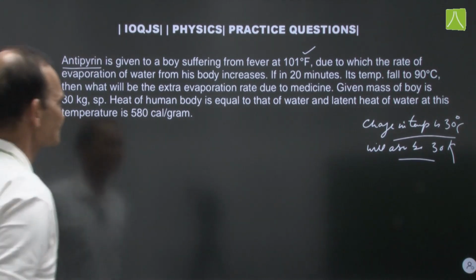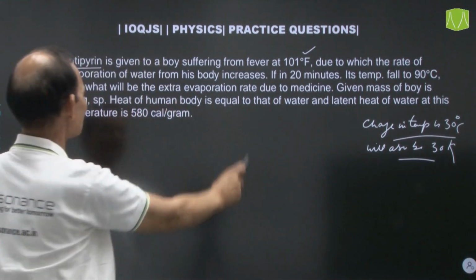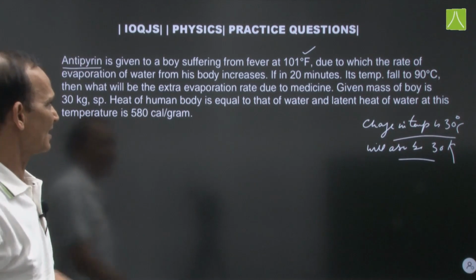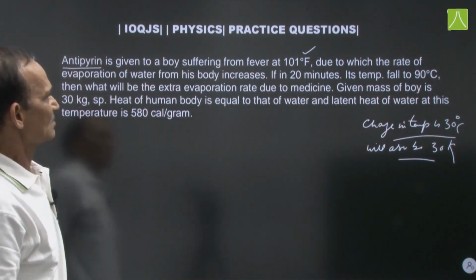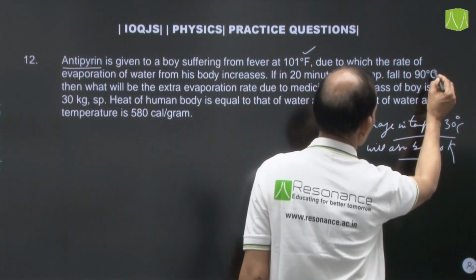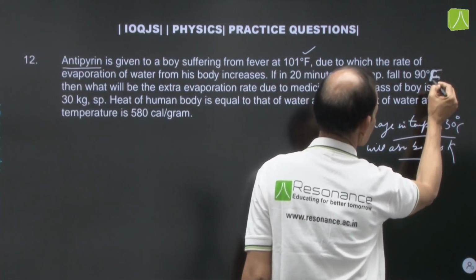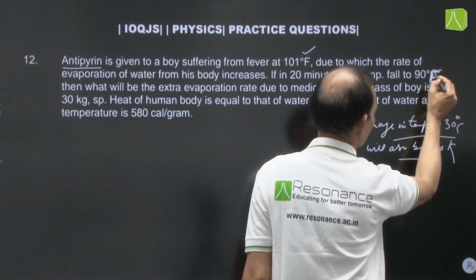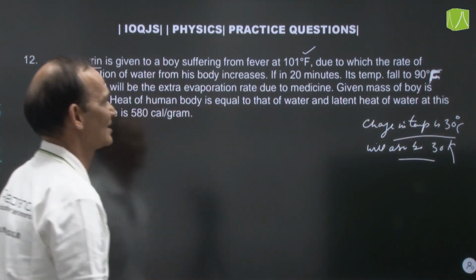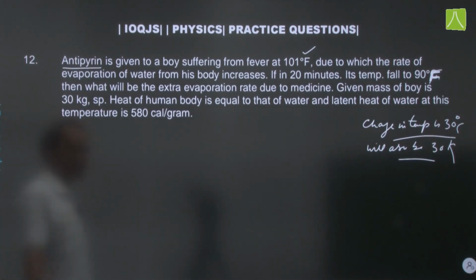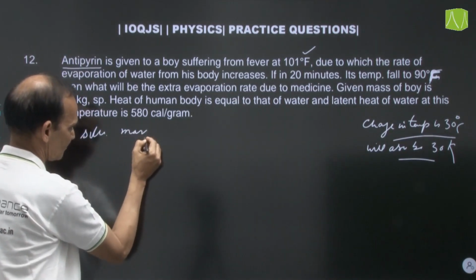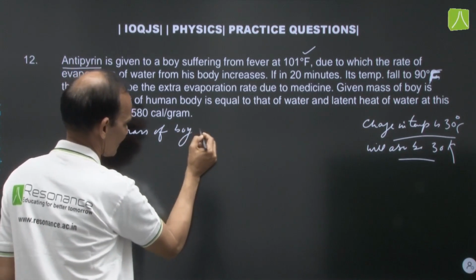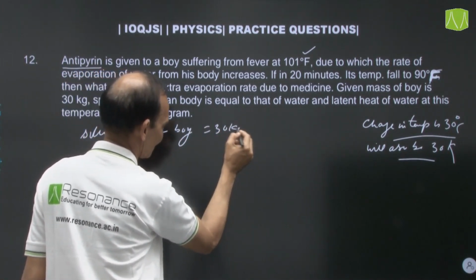Now think about this. Evaporation of water from his body increases. If in 20 minutes the temperature falls to 98 degree, it is Fahrenheit, not Celsius. In Celsius the body would start boiling. Okay, it is Fahrenheit. Then what will be the extra evaporation rate due to the medicine? Given the mass of the boy is 30 kilogram. It is given.